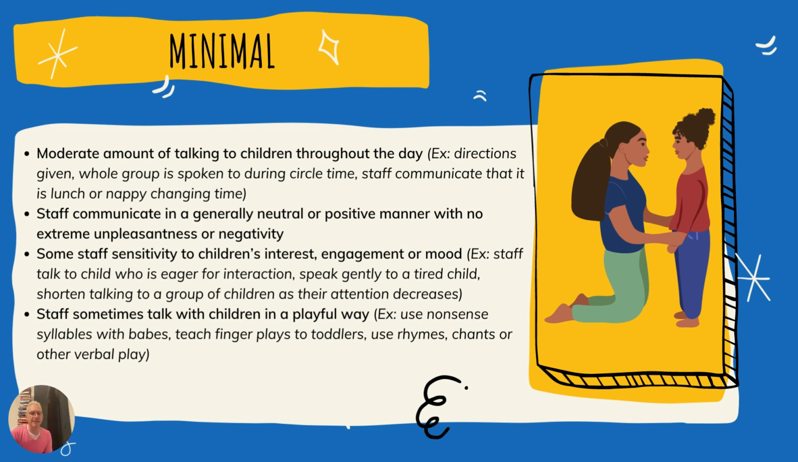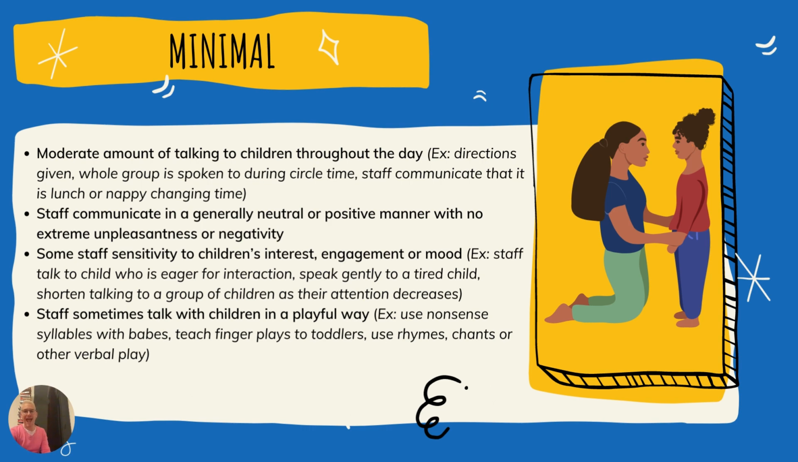Okay, and finally, staff sometimes talk with children in a playful way. So for example, they might use nonsense syllables with babies, teach finger play to toddlers, use rhymes, chants, etc. But that's sometimes. So those are the 4 criteria that would support minimal achievement of talking with children, and a setting that's showing those 4 things would be coming out on the ITERS rating scale at a 3.